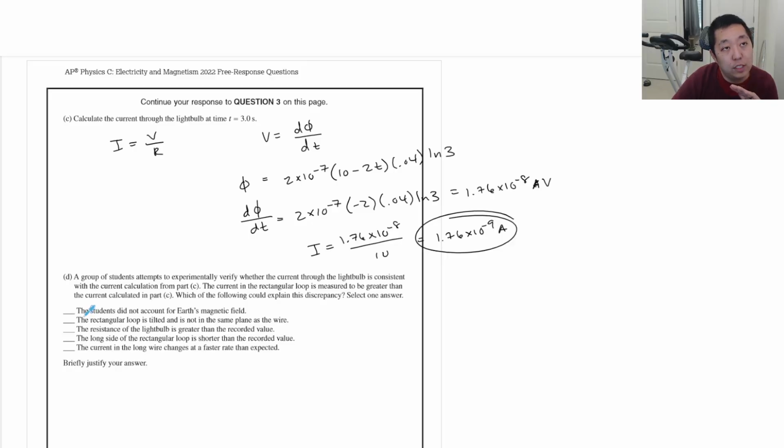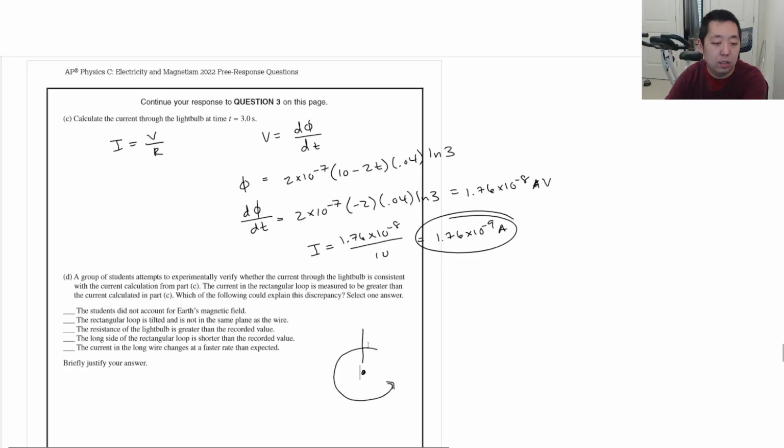That would, if that wasn't in the same plane, if it was tilted, let me think about that. The magnetic field goes like this, and if your wire was like this instead of this, or tilted sideways, would that reduce it? Well, if anything, that would reduce the flux. Reducing the flux would reduce the current. So this would reduce the current. The resistance of the light bulb is greater than the recorded value. That would also reduce the current.